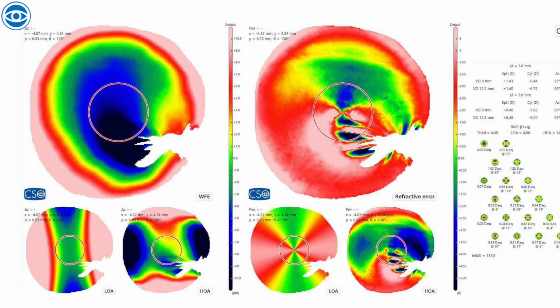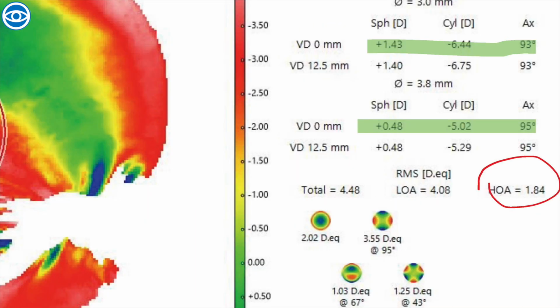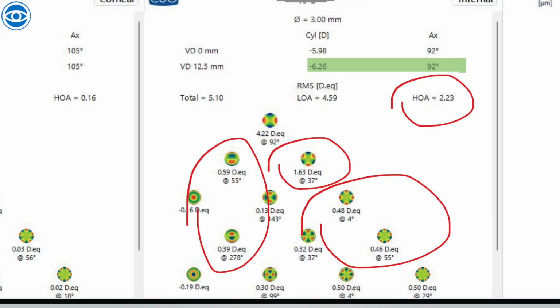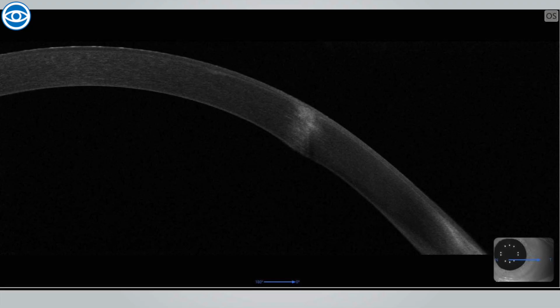And of course, when you do the Osiris, that's what you get on a seemingly normal cornea. Look here and you see, wow, a lot of higher order aberration, a lot of astigmatism. Let's do the internal aberration. See what's intraocularly. And intraocularly, the patient has 2.23 diopters of higher order aberration, and he has a whopping 6.26 diopters of astigmatism. And otherwise, everything looks good.